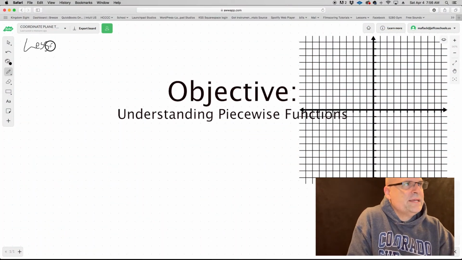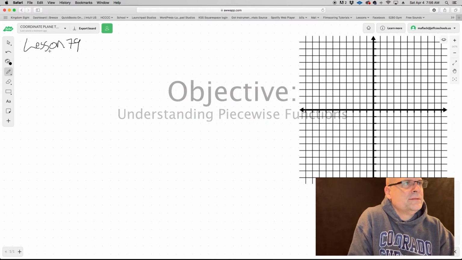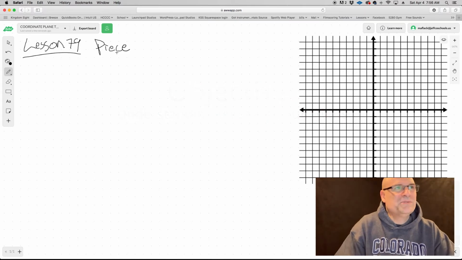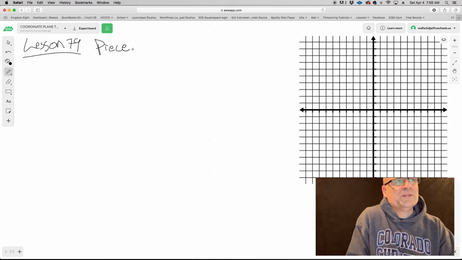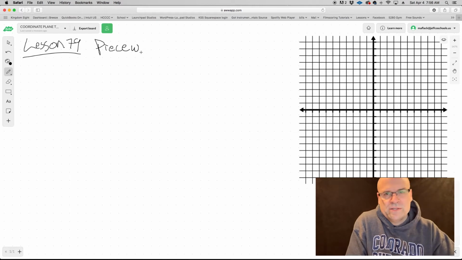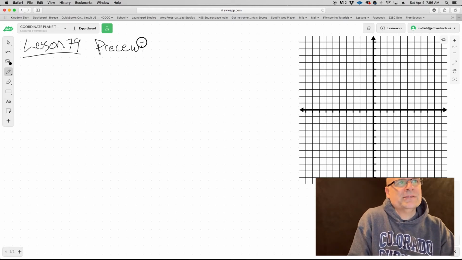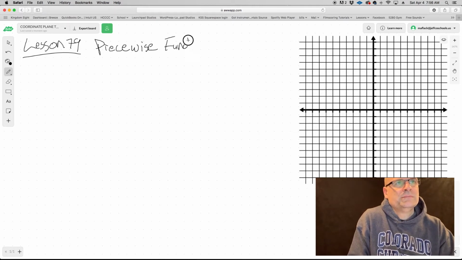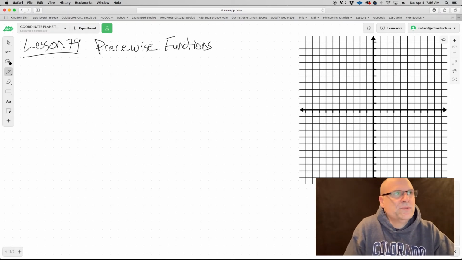All right, piecewise functions. Lesson 79. So a piecewise function is just a function comprised of at least two functions. So there's pieces of that function. So let's get right into it. Let's start with an example.